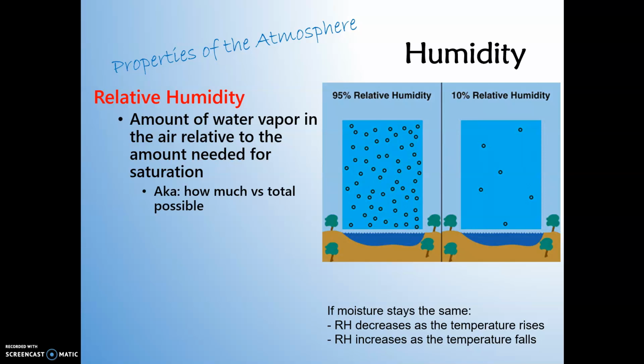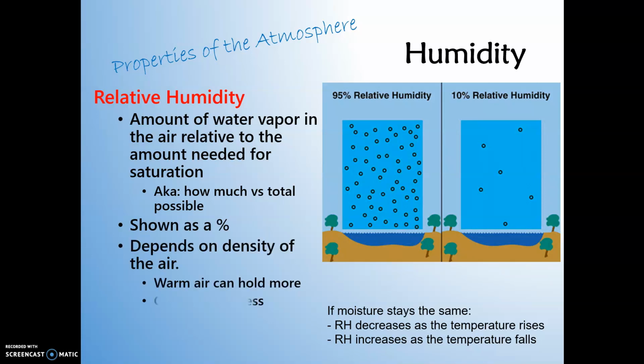So in other words, with relative humidity, what we're looking at is how much is in the atmosphere in terms of water vapor compared to how much that air can hold. We show this as a percent. And again, that percentage depends on the temperature. So warm air can hold more water vapor, cold air can hold less water vapor.